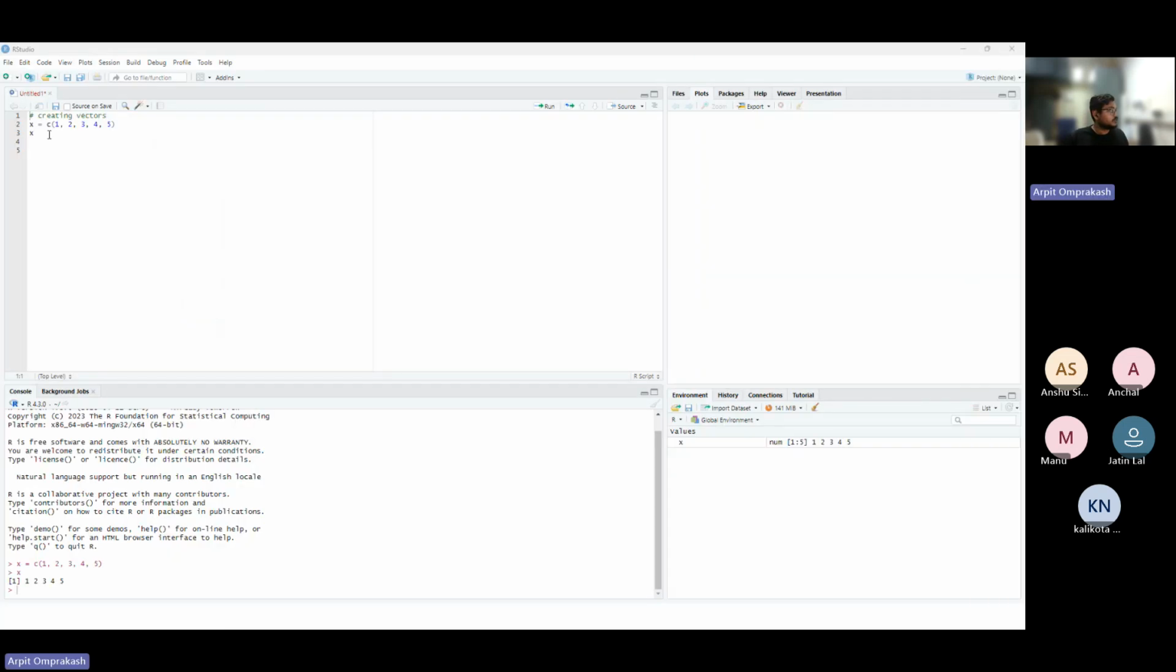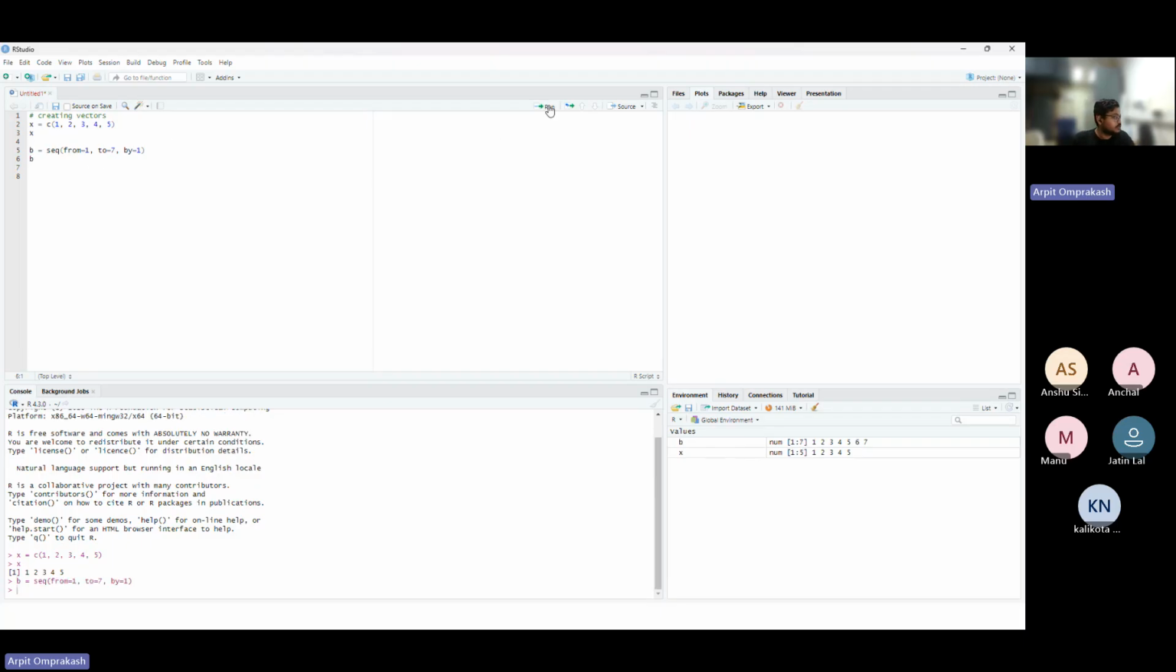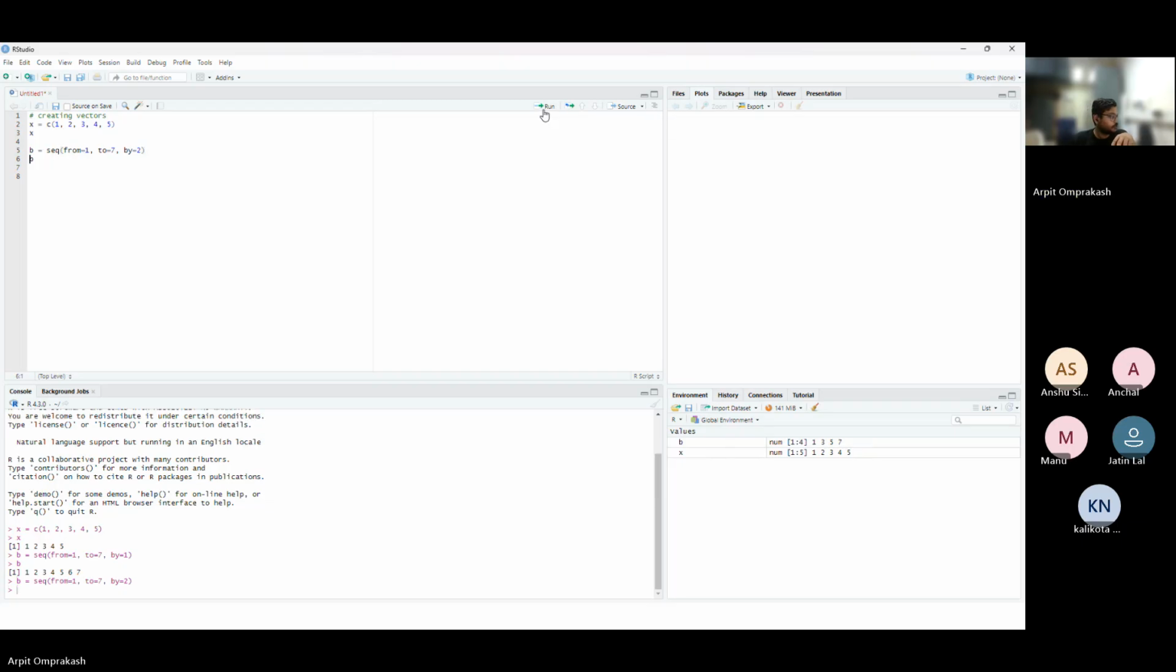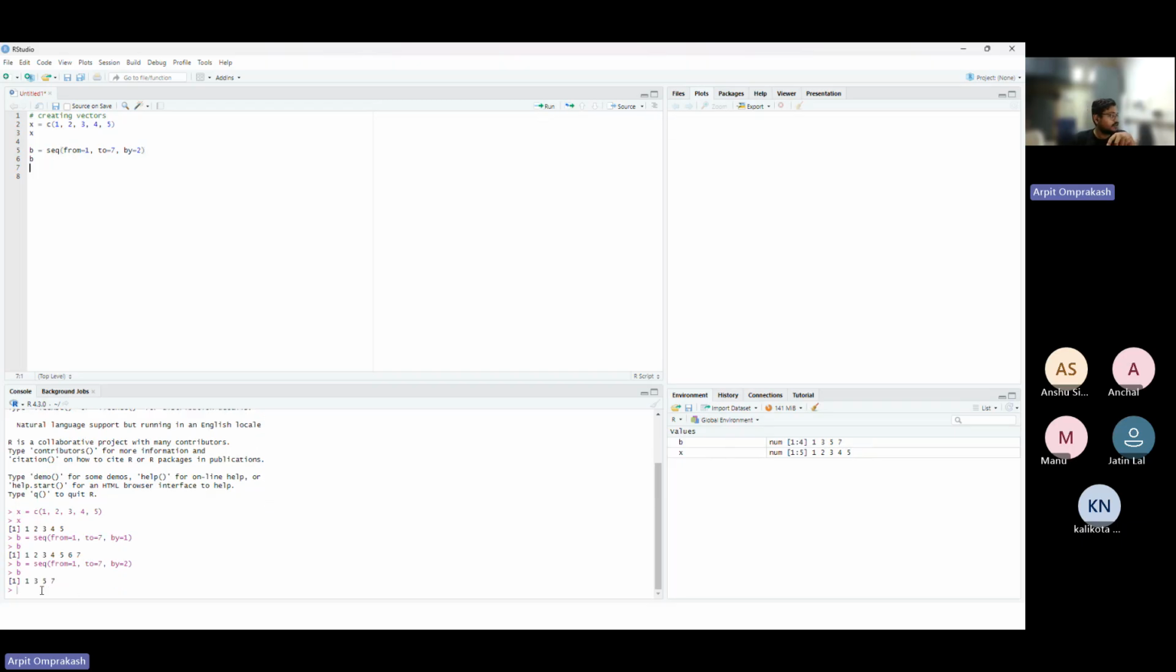Yeah. So this is how we can create a sequence. Then there are other ways to create a sequence. For example, b is equal to seq, from equal to 1, to equal to 7, by equal to 1. What this will do is create a sequence from 1 to 7, increasing by 1 in each step. If we run this and print b, we see that it is 1, 2, 3, 4, 5, 6, 7. Now if we change by to 2, it will increase in steps of 2. If we run this again, what we have here is 1, 3, 5, 7. So it's increasing in steps of 2.